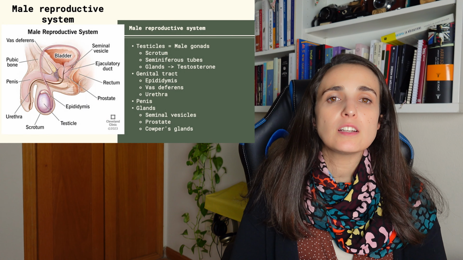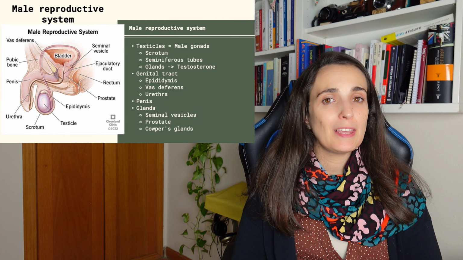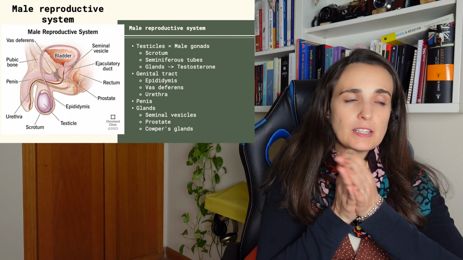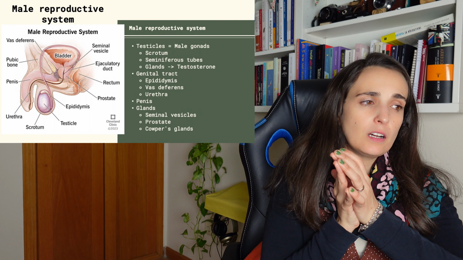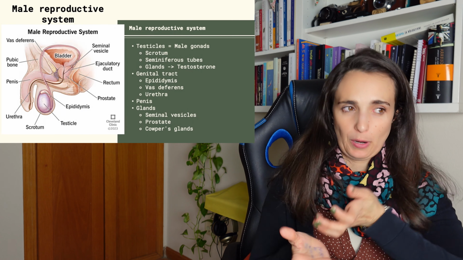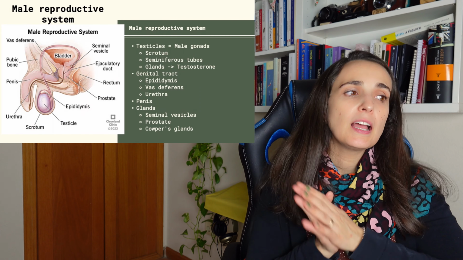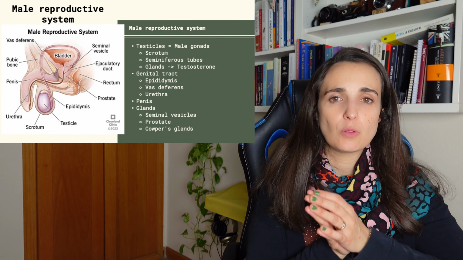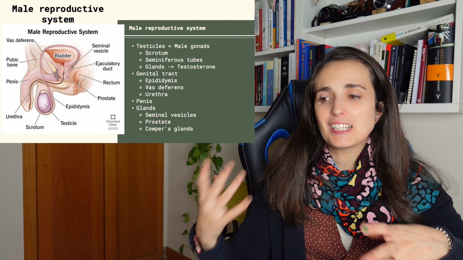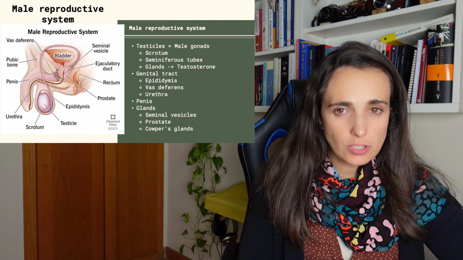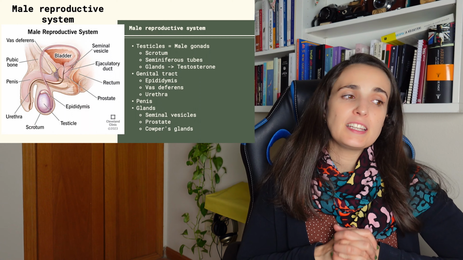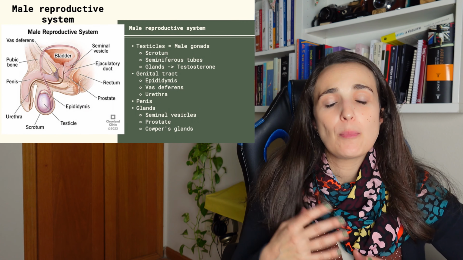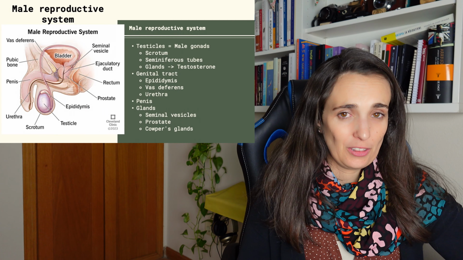So let's start talking about the anatomy of the male reproductive system. The male reproductive system has four main parts, okay? The testicle and the penis, which are the external parts, the parts that we can physically see in a person, and the genital tract and the glands are the internal part, because not everything is outside, okay?